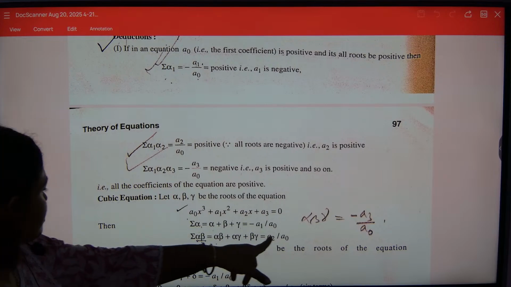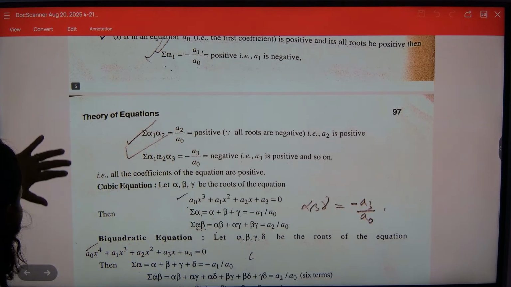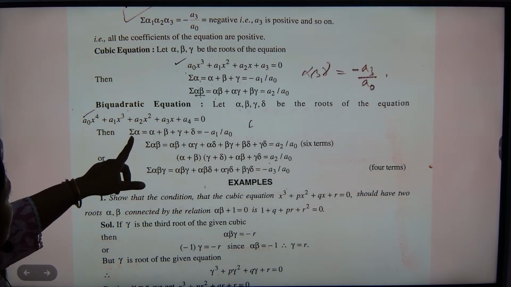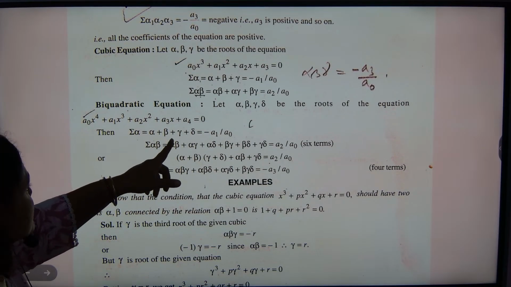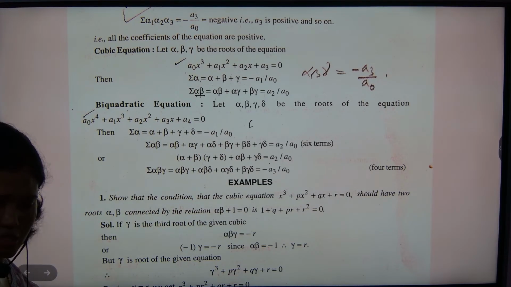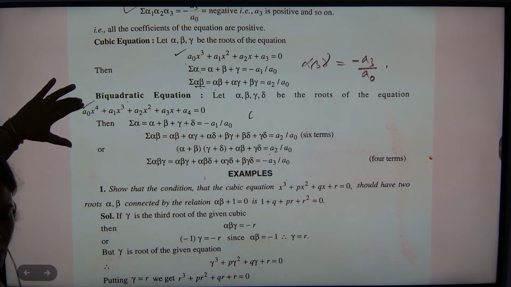This thing is written here. Next, biquadratic. Biquadratic means power 4. In the same manner, the summation of alpha means alpha plus beta plus gamma plus delta. Use the same formula. Okay, done.